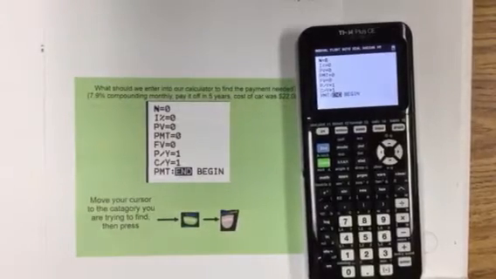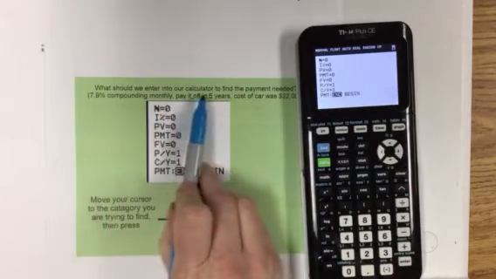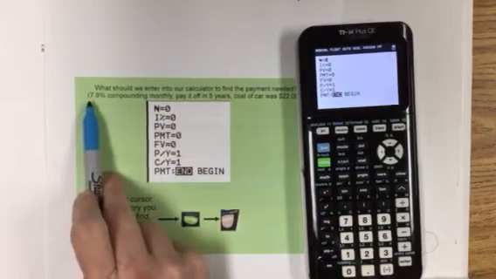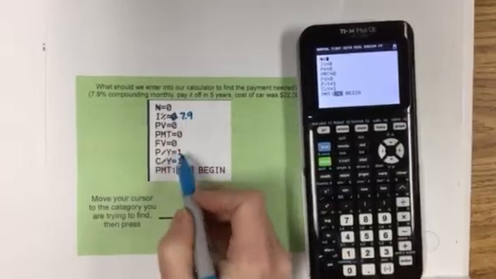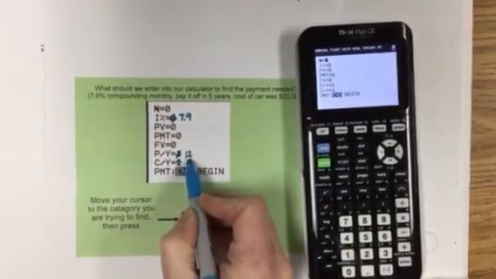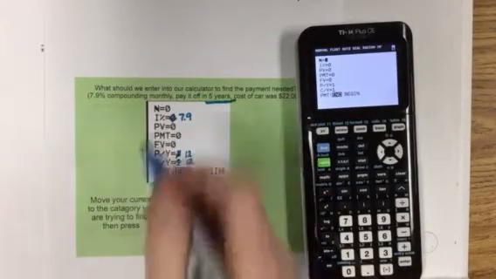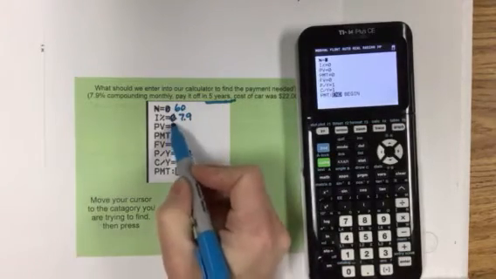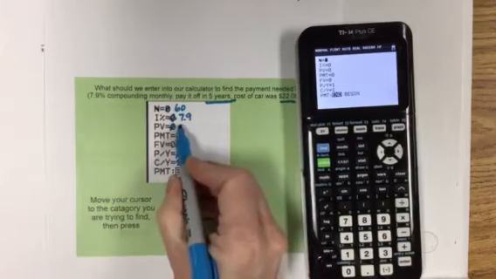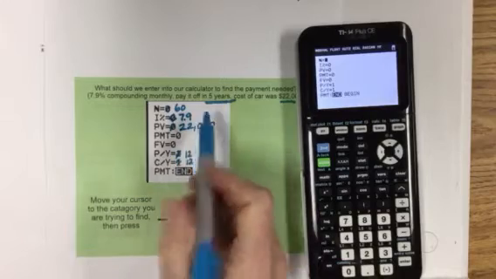So now let's use that to figure out what we needed to do for that car problem. What should we enter in our calculator to find the payment needed? We were doing 7.9 compounded monthly, so we know that this will be 7.9. Compounding monthly, down here put a 12 and put a 12. If we're going to pay it off in 5 years and we're compounding monthly, we're going to pay 60 times. The principal value we were borrowing is right here, that $22,000.